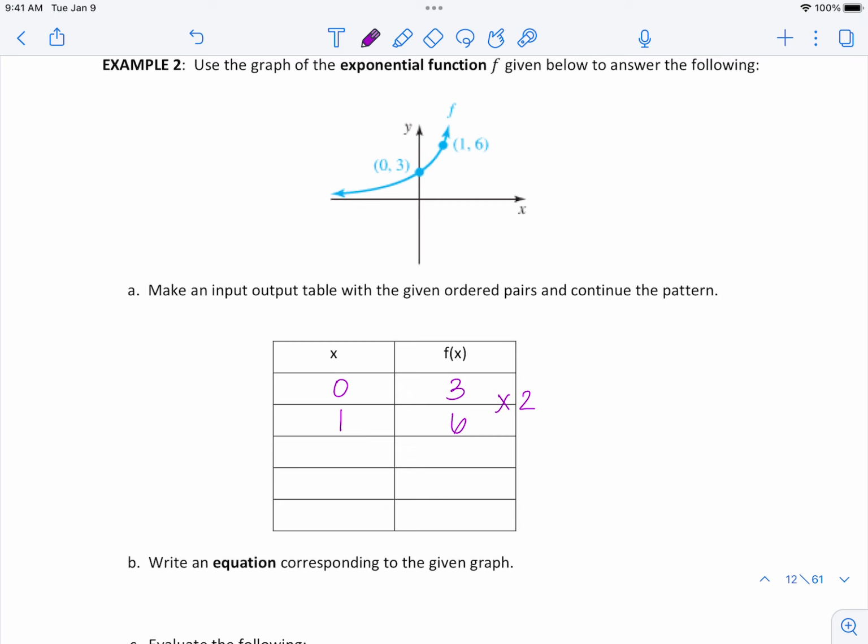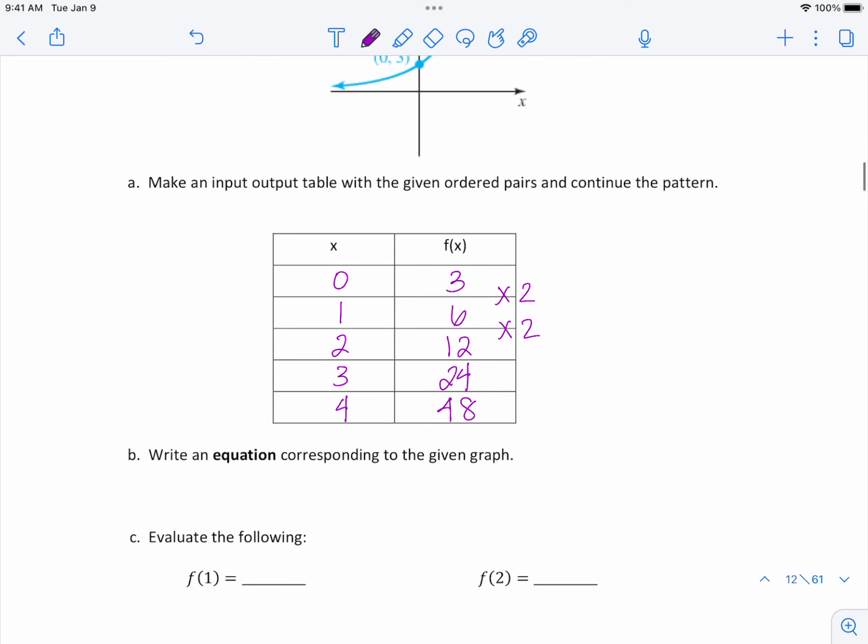So if I continue the table, my x values will go 0, 1, 2, 3, 4. And then for my f of x values, we'll continue this pattern of multiplying by 2. So I'll have 12, and then 24, and 48. To write an equation, we have f of x equals our starting value, a, which is our y-intercept, so 3, times our multiplier, which is 2, raised to the x power.